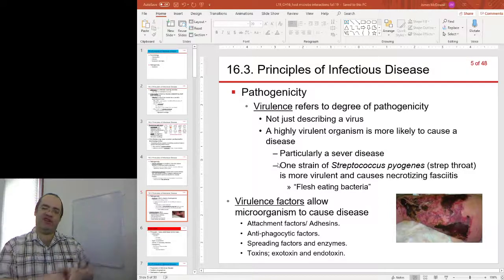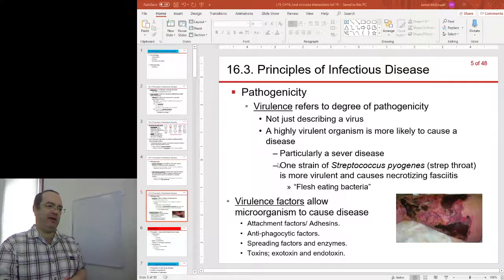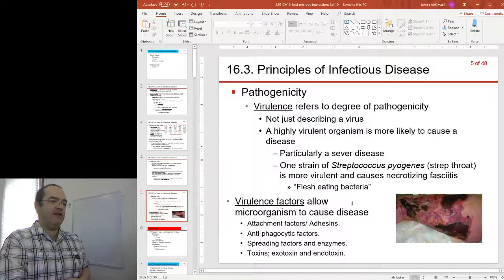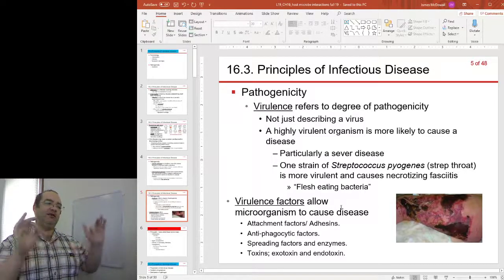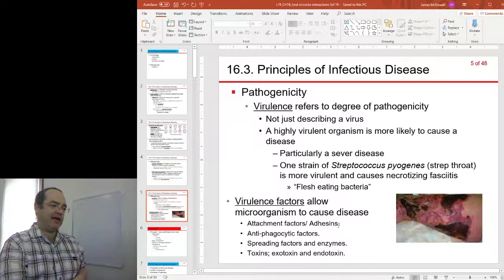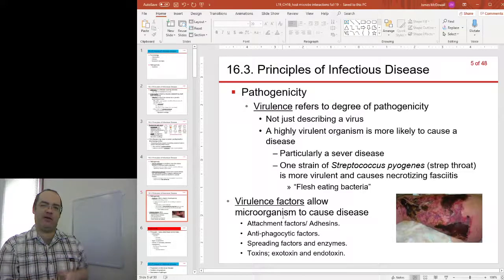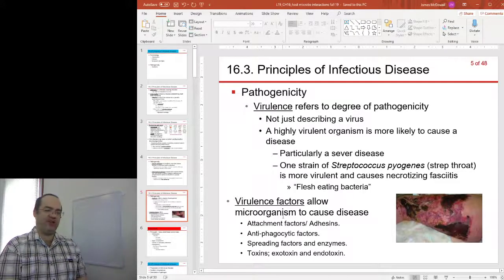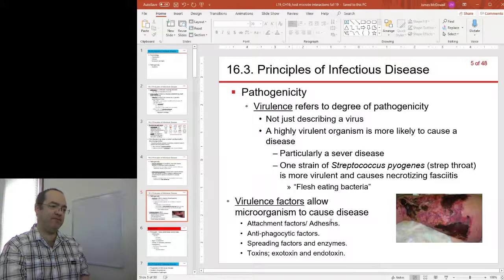That virulent strain of E. coli, for example, and virulent strains of diphtheria. So, lots of factors play into the virulence of an organism. We'll look at all of the steps, all of the mechanisms that are involved in how a pathogen causes a disease. It has to attach.